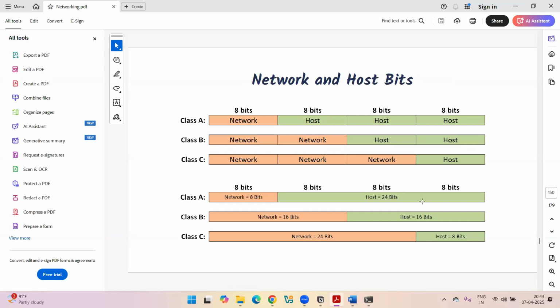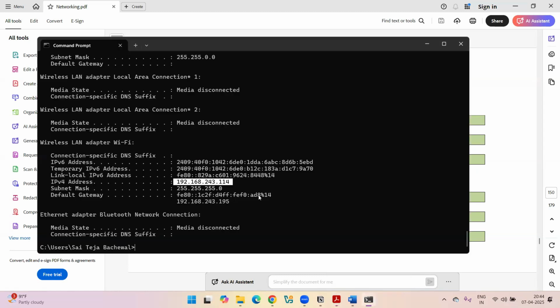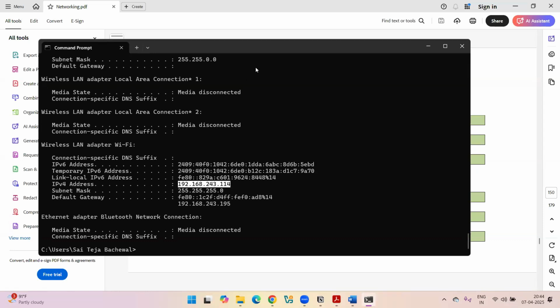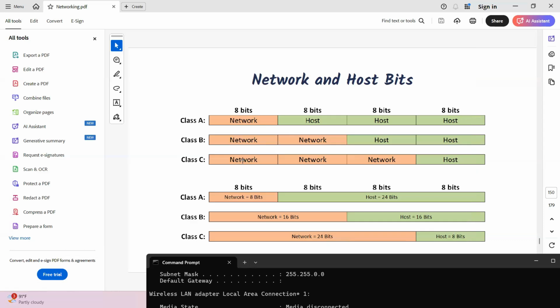సో ఇంకొక ఇంపార్టెంట్ థింగ్ ఏంటి అంటే, ఇప్పుడు మనము క్లాస్ C నుంచి వద్దాం, రైట్? సో ఐ'm టేకింగ్ క్లాస్ C. క్లాస్ Cలో 4 ఆక్టెట్స్ ఉన్నాయి కదా. ఈ 3 ఆక్టెట్స్ ఏవైతే ఉన్నాయో అవి నెట్వర్క్ ఆక్టెట్స్. నెట్వర్క్ ఆక్టెట్స్ అంటే అవి అందరికీ సేమ్ ఉంటాయి మీ నెట్వర్క్ లో.